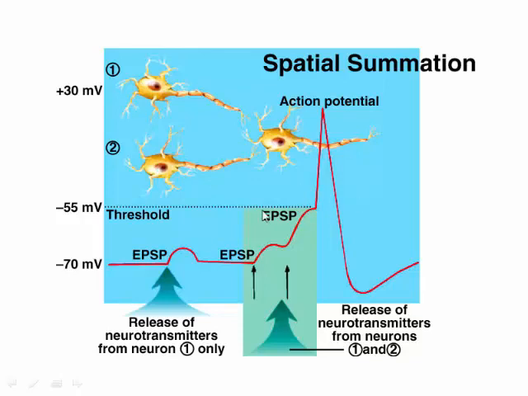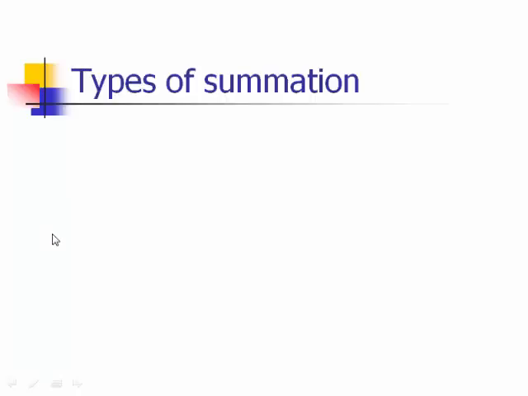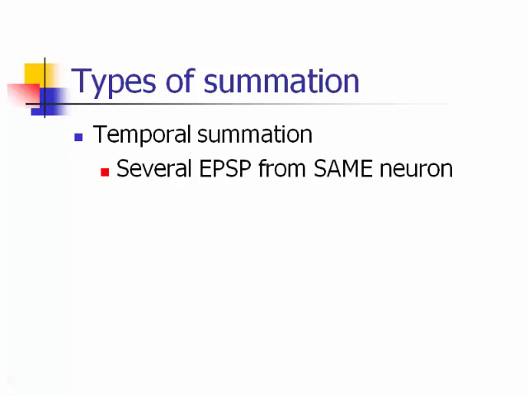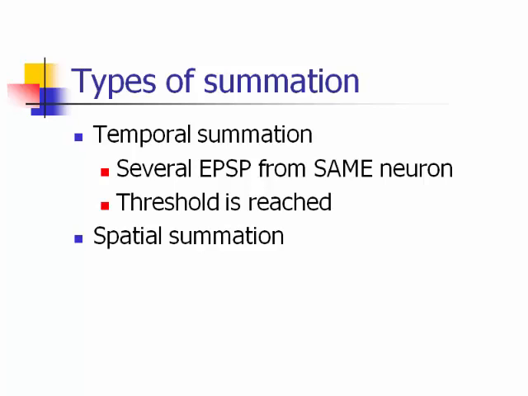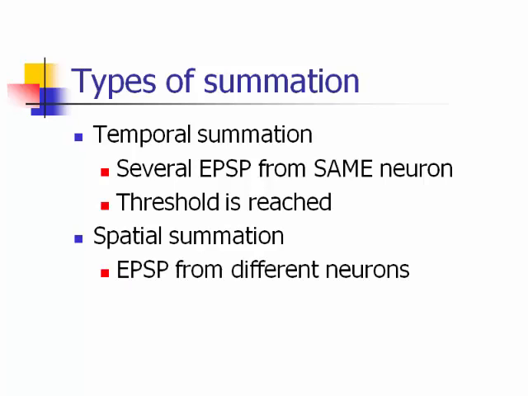You could also have one cell give a really fast boom boom, right? Really fast signal of neurotransmitters. That also could open up sodium channels fast enough to reach threshold. Okay, so types of summation. The temporal summation was what I was just talking about. Several EPSPs from the same neuron. So it excites really fast so that you build up the sodium enough to reach threshold. And then the spatial summation, which is what the picture is that I just showed you, that's an EPSP from different neurons, but enough to reach the threshold. Okay?